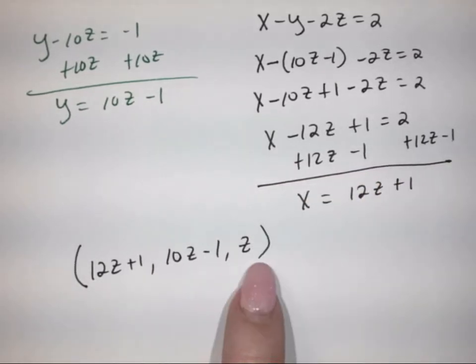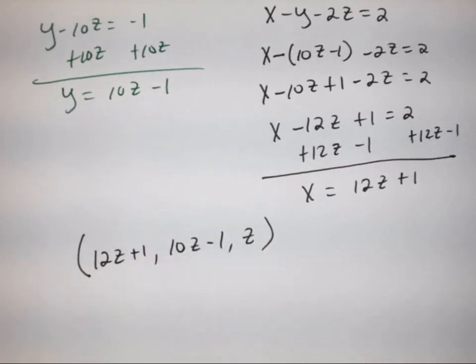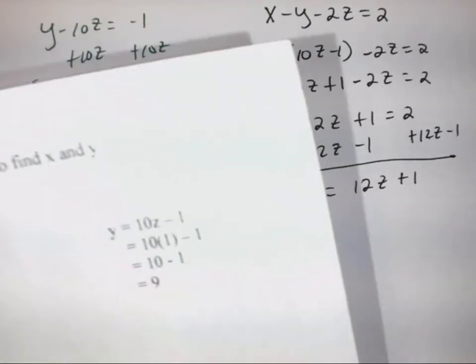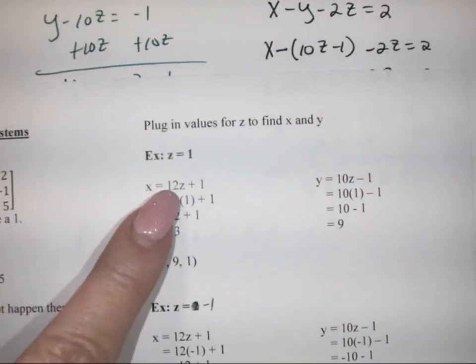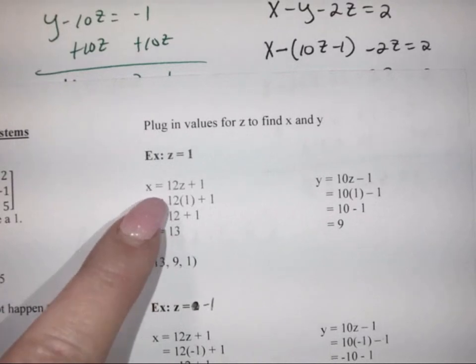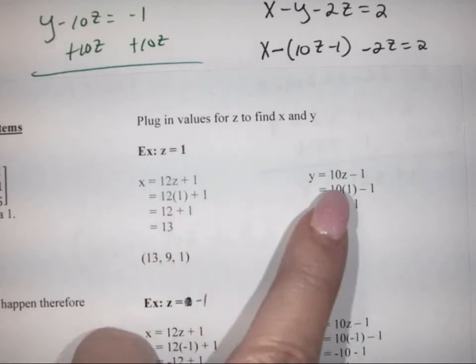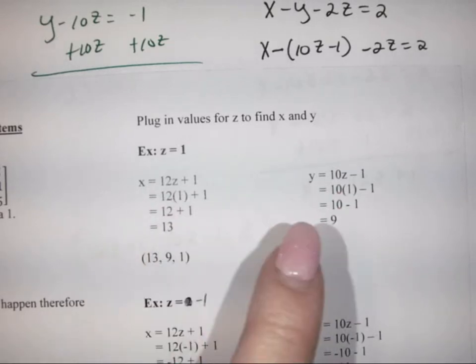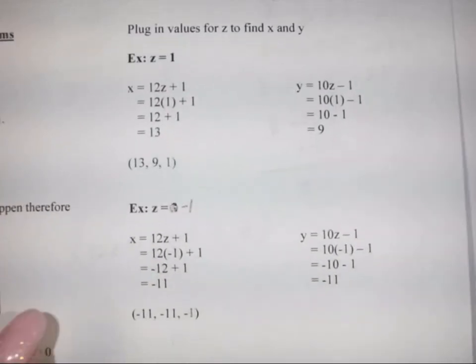So then I can pick a value for z and plug into the other equations. So doing that, if I picked z equal to 1, I plug in 1 for the x equals 12z plus 1, and I plug it in for the y of 10z minus 1. And as I plug in 1, it solves down to be 13 and 9. So this is an ordered triple that is true for our z equal to 1.